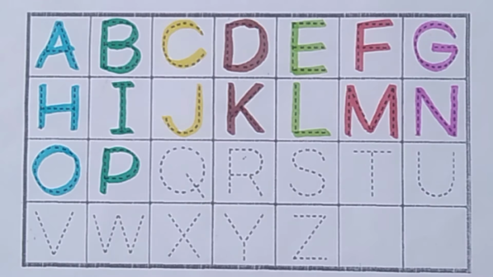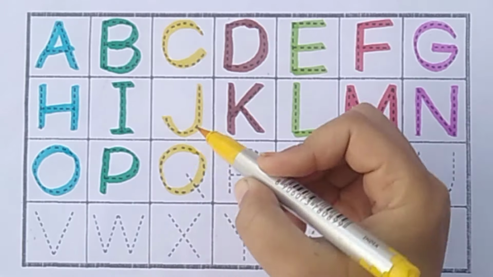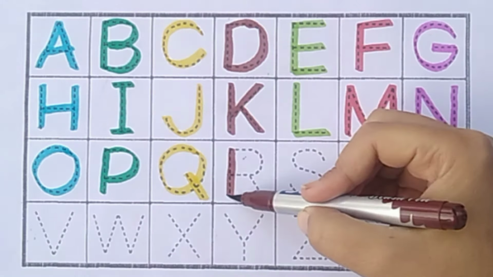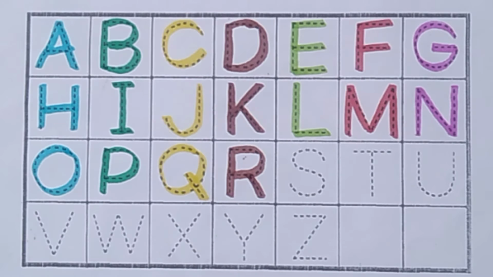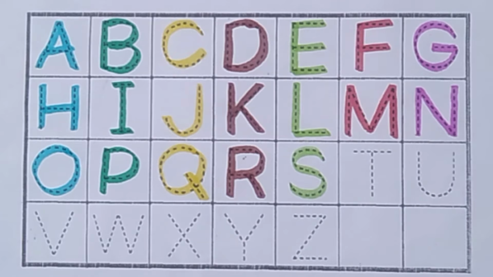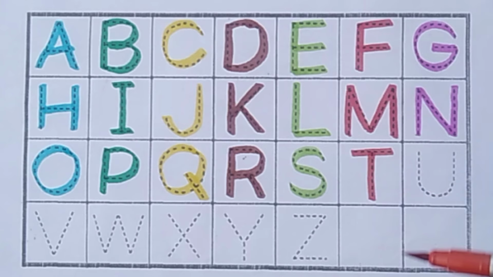P for penguin. Q for queen. R for rabbit. S for star. T for train. U for unicorn.